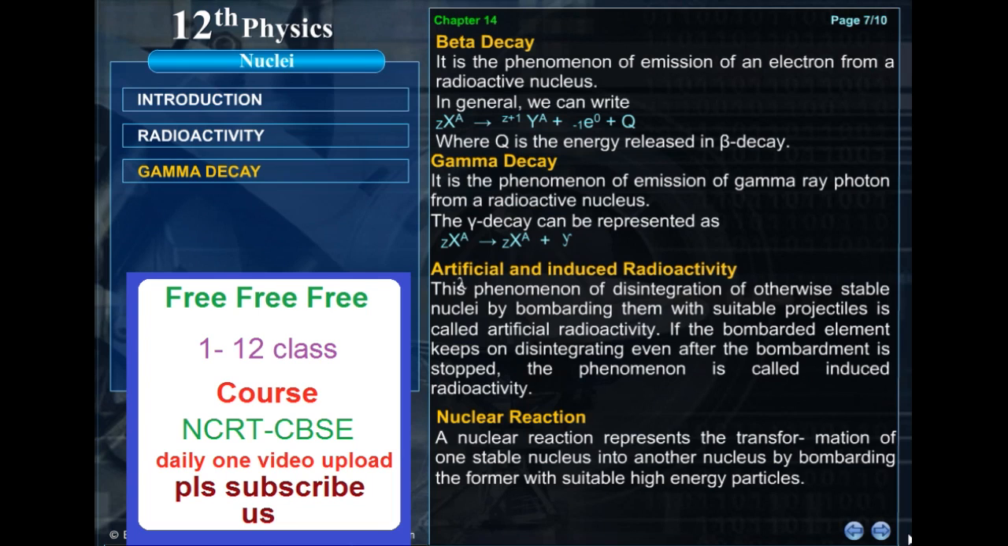Artificial and induced radioactivity. This phenomenon of disintegration of otherwise stable nuclei by bombarding them with suitable projectiles is called artificial radioactivity. If the bombarded element keeps on disintegrating even after the bombardment is stopped, the phenomenon is called induced radioactivity. Nuclear reaction. A nuclear reaction represents the transformation of one stable nucleus into another nucleus by bombarding the former with suitable high energy particles.